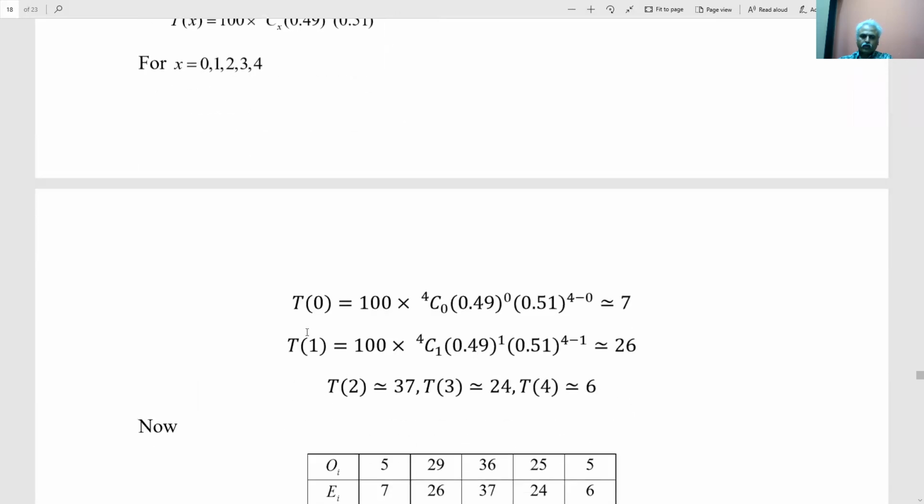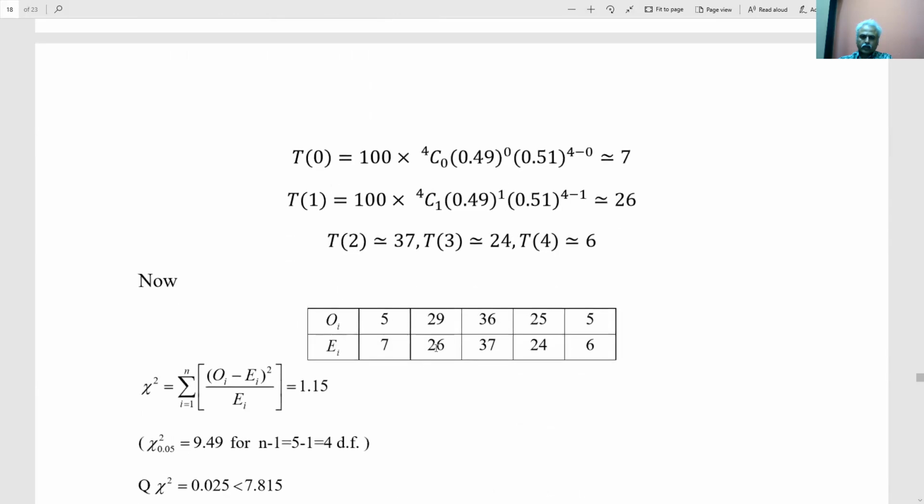So for t of 0, t of 1, t of 2, we get 7, 26, 37, 24, 6. So 7, 26, 37, 24, 6 are found. The original data is the observed frequencies, actually found as 5, 29, 36, 25, 5. Observed, expected. Expected means theoretical frequencies.